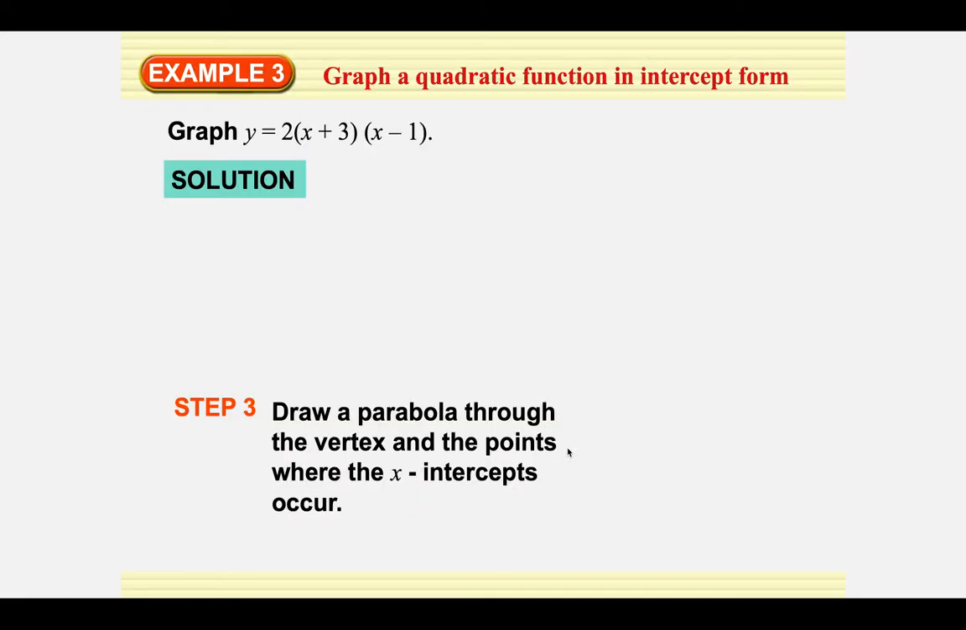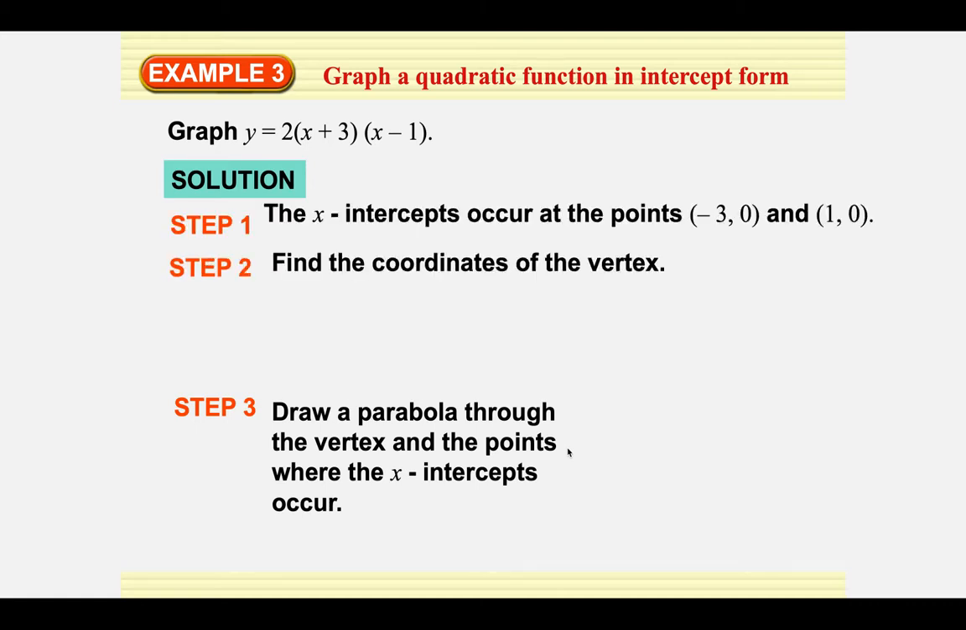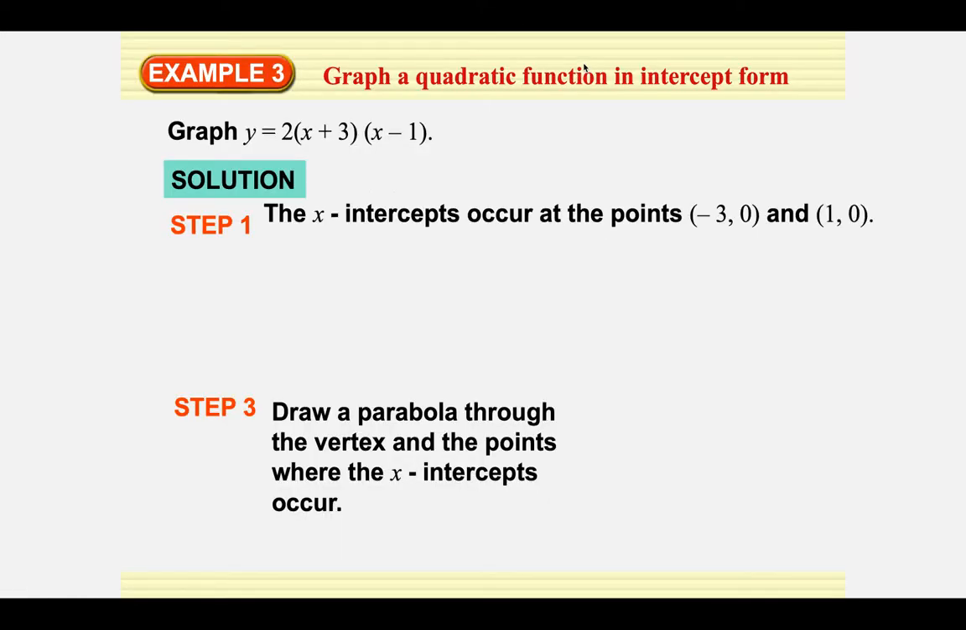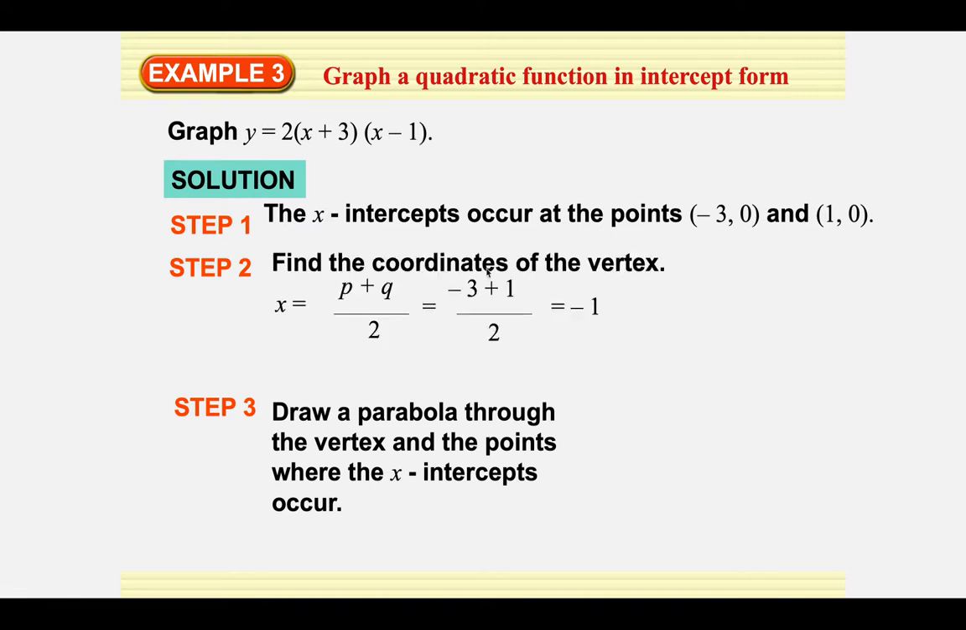All right, we want to graph y equals x plus 3 times x minus 1. We want to first note that the x-intercepts occur at the points (negative 3, 0) and (1, 0). Remember, you have to set each one of these equal to 0 to see what the intercepts are. That's probably the easiest way. Or you have to consider that the form is x minus p times x minus q. So this is x minus negative 3, so p is negative 3. And this is x minus 1, so q is 1.